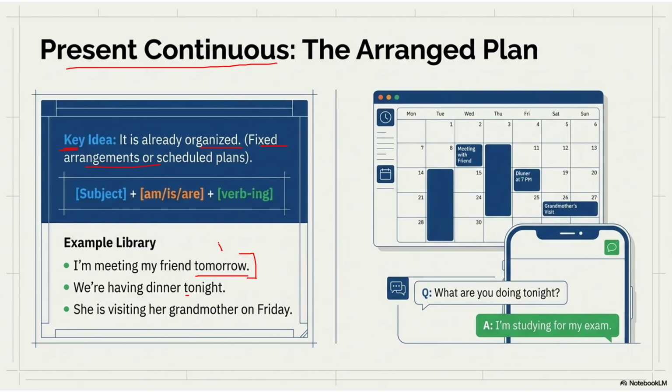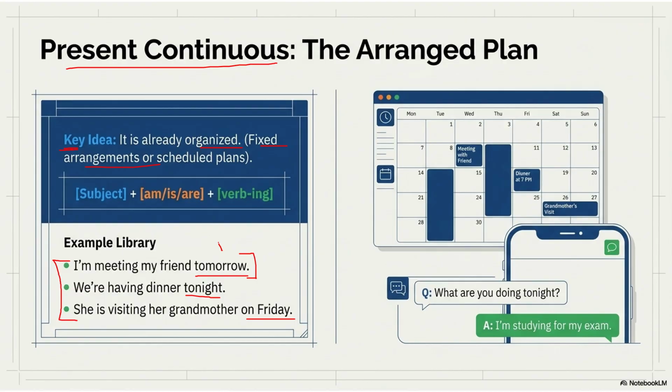We're having dinner tonight. She is visiting her grandmother on Friday. So all of these sentences are in the future. So why do we need to use present continuous if we have going to? Because going to only expresses intentions, whereas present continuous expresses arrangements. Okay? So, another question.